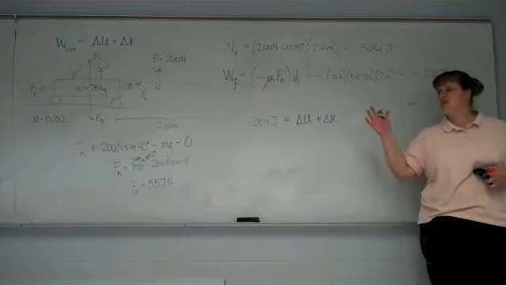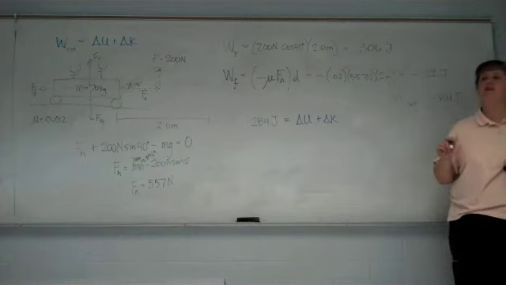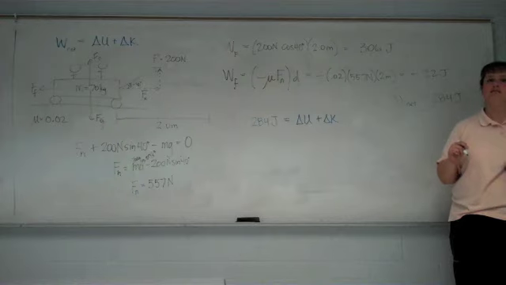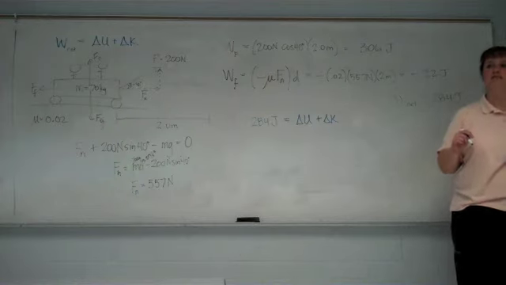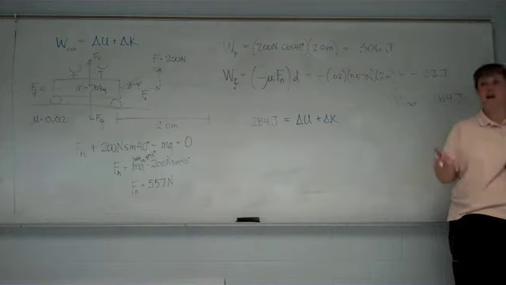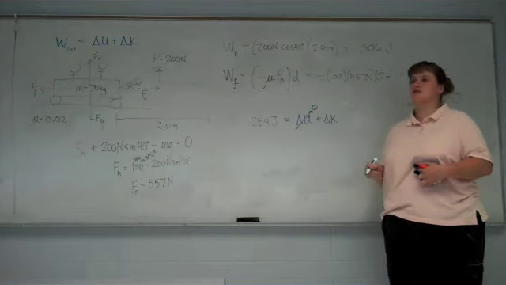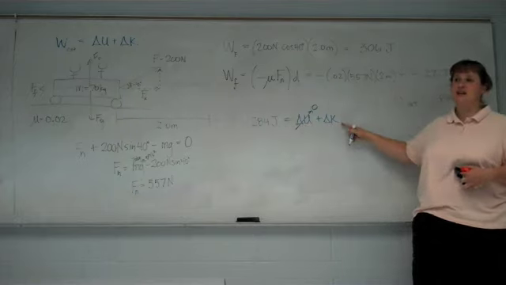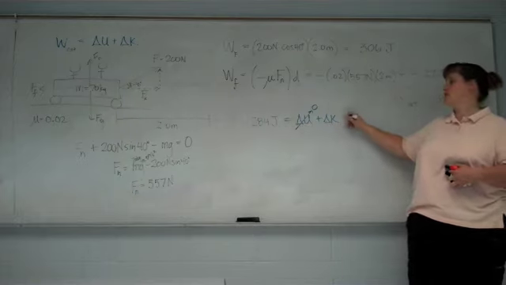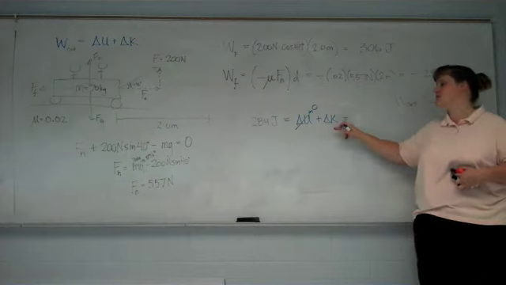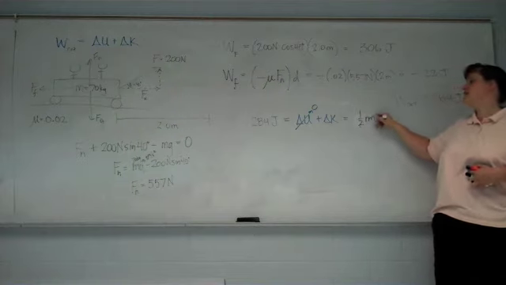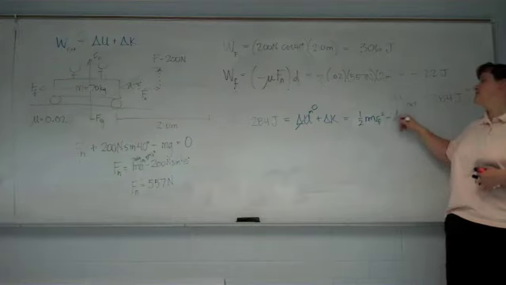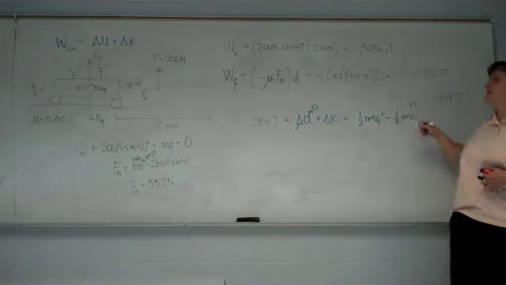How much is the system, our wagon and kids, how much is their potential energy changing? It's not. Their height hasn't changed. There's no spring connected to them. So there is no change in potential energy. That means all of this work done went into changing the kinetic energy. Remember, change of anything is final minus initial. So this will be 1/2 m v final squared minus 1/2 m v initial squared.